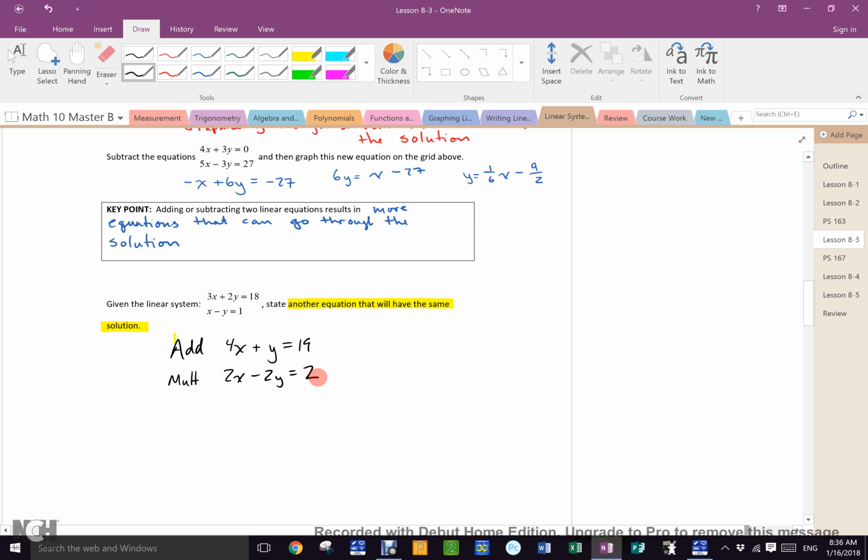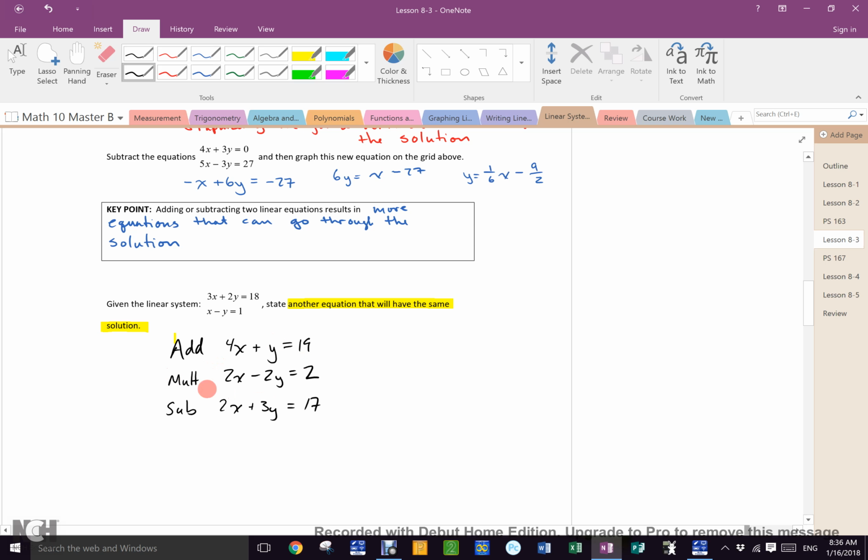Is there another thing I could do? I could subtract them. What's 3x minus x? 2x. What's 2y minus y? Plus 3y. And what's 18 minus 1? 17. And I can't divide here because there's no common factors, right? But if there was a common factor, I could also divide.